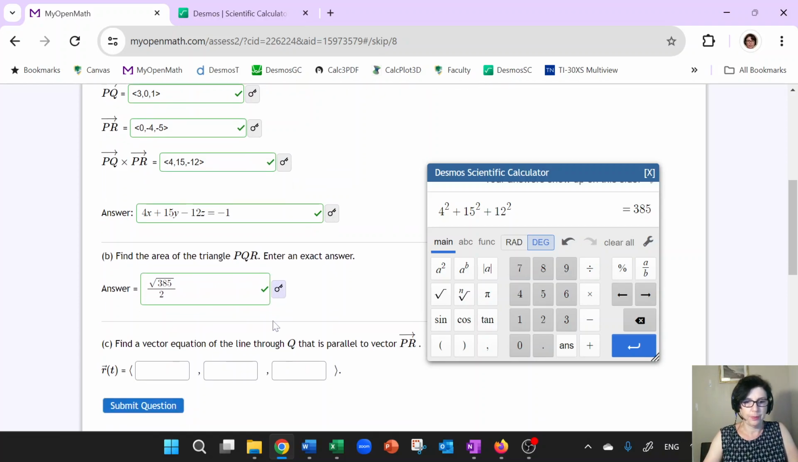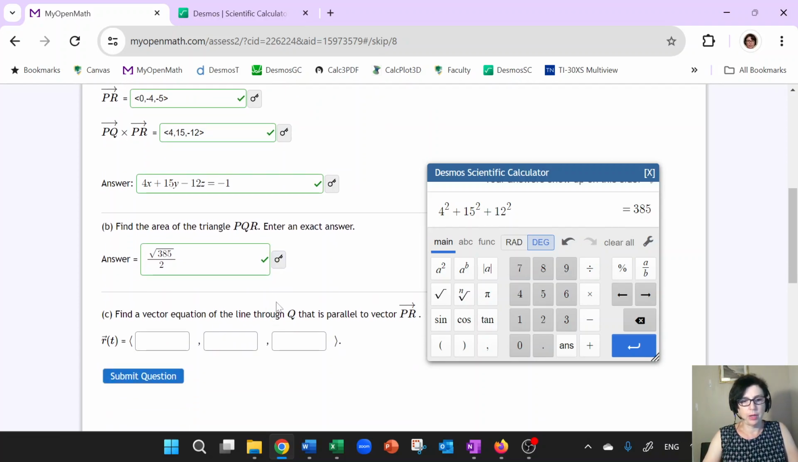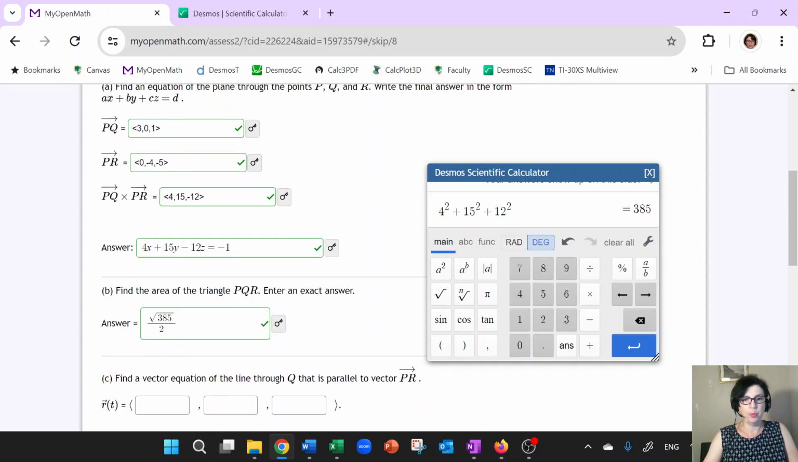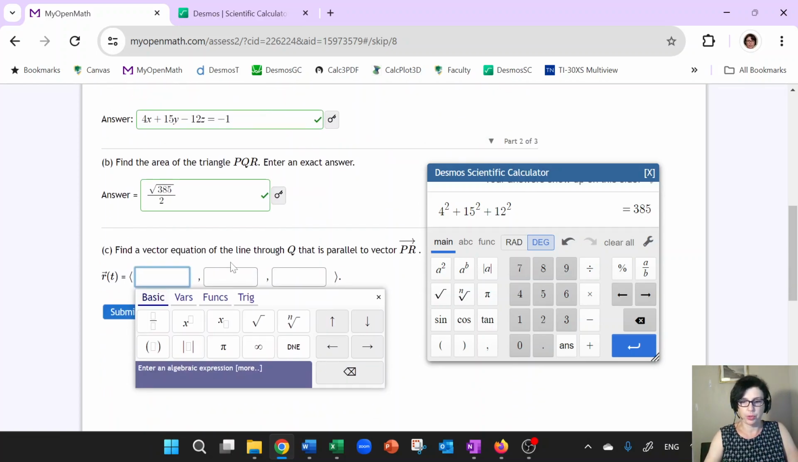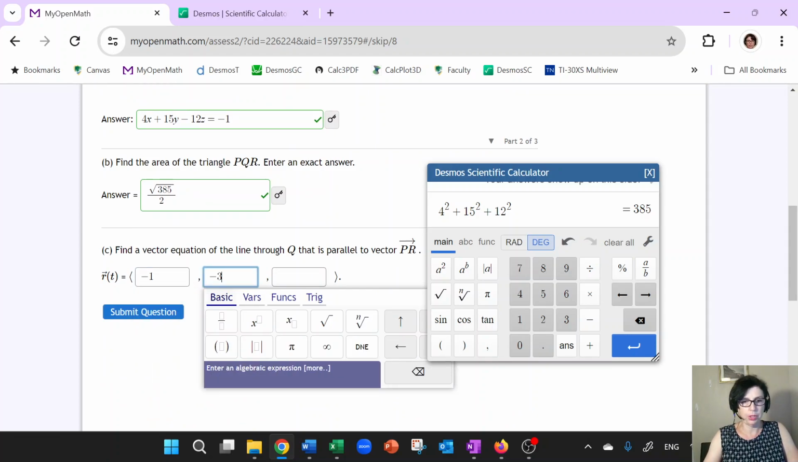I divide it by 2 because that's a triangle. Okay, finally, I want to write down an equation of a line that goes through point Q and parallel to vector PR. Whenever you write the parametric equations or vector equation of a line, you have to start with the point. And the point is Q. And Q was negative 1, negative 3, negative 4. So that'll just go here first.